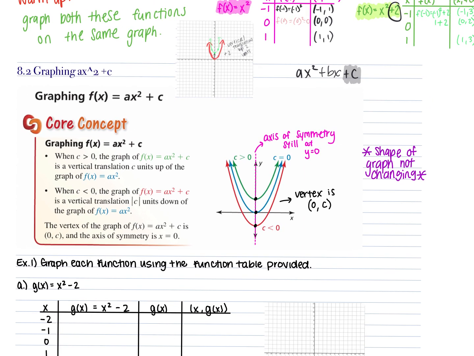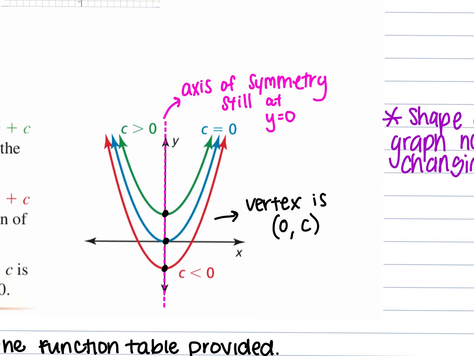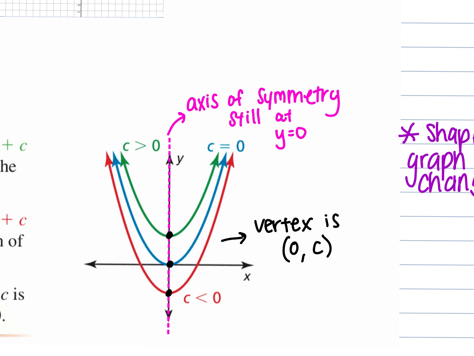what I want you to point out is I want you to focus in on this next piece of information. When our C value is positive, when we're adding a number to our function, it moves to the green one. In other words, it moved up. When our C value is equal to 0, are we moving our graph at all? No, so it stays the same. Its vertex is at the origin. Do you guys see that?